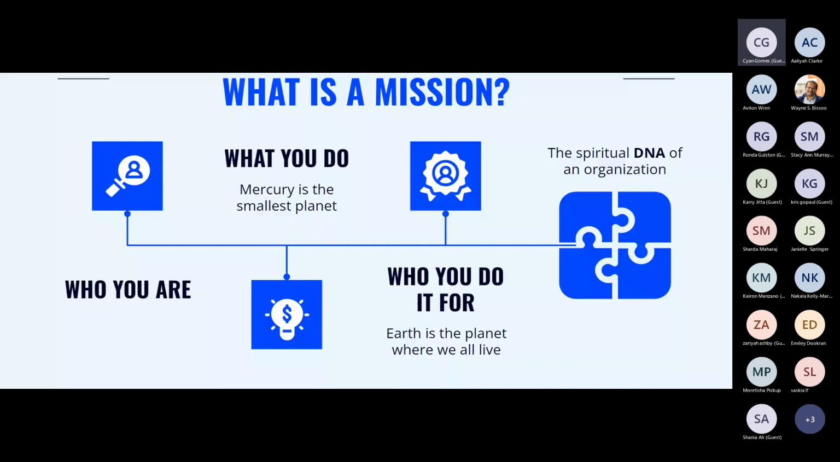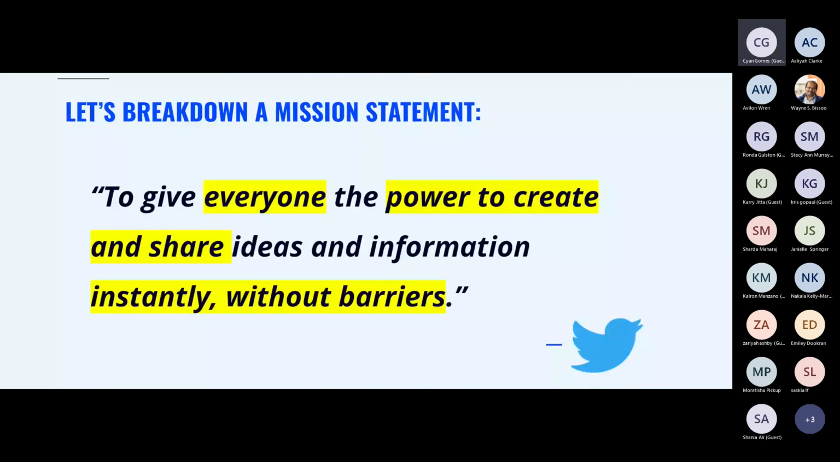So let's break down a mission statement. Now, remember, we're looking to grasp three things from this statement: who they are, what they do, and who they do it for. So let's see. We first have to give everyone. Now, giving everyone, Twitter is a massive social network platform with 321 million users, and it is available for free on any app store. So anyone with a phone and an available app store can download Twitter. Therefore, it is technically for everyone. So that's the who they do it for.